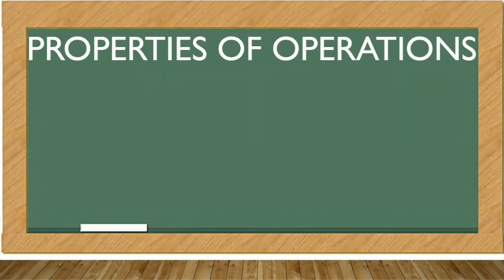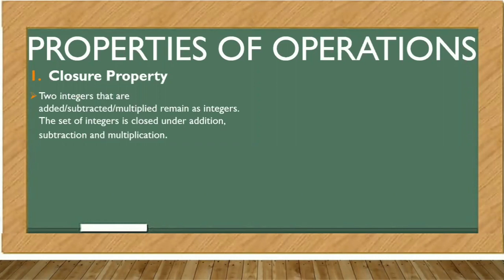Properties of operations. First, we have closure property. When we say closure property, two integers that are added, subtracted, multiplied remain as integers. So, ibig sabihin, when we say closure property, ito daw po pag pinag-add natin, pinag-subtract, and pag pinag-multiply, ang magiging answer po ay integers pa din. The set of integers is closed under addition, subtraction, and multiplication.